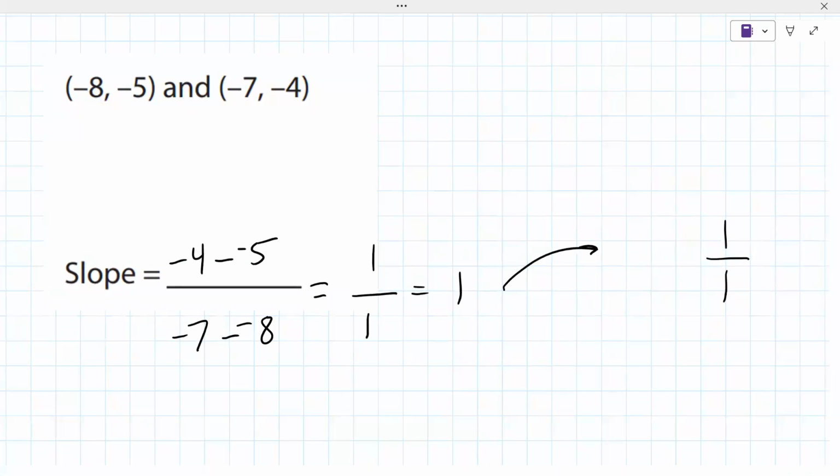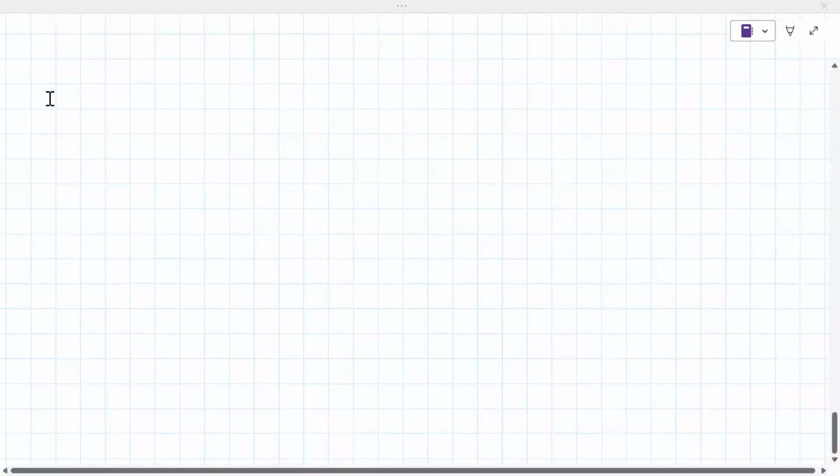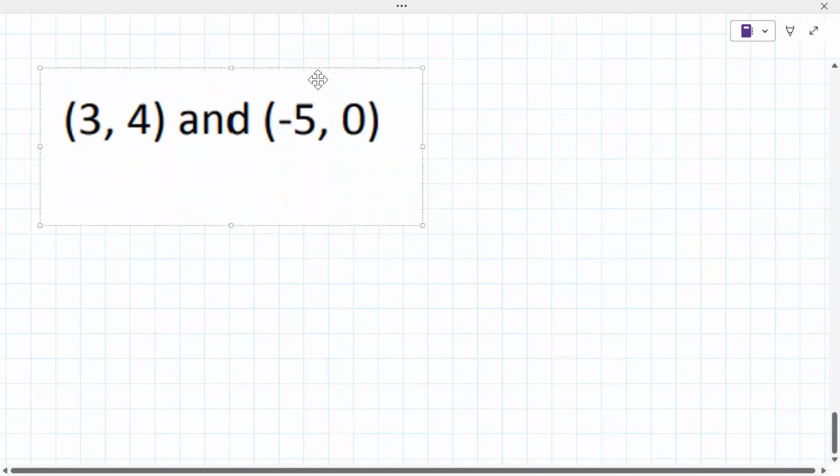All right, good job. Let me put one more up in front of you, and then we'll move on to something different. We'll move on to some like terms stuff like we've been doing. But same thing here. If you could come up with the slope, please, I would appreciate that.